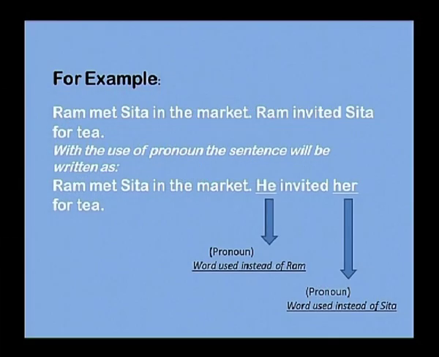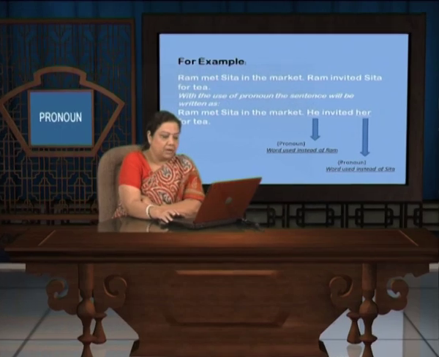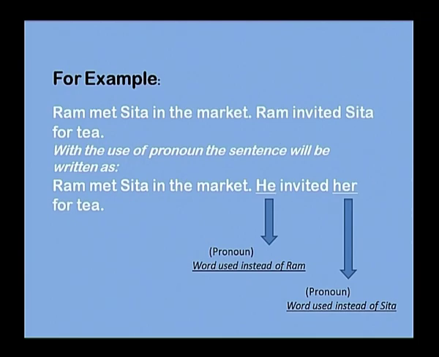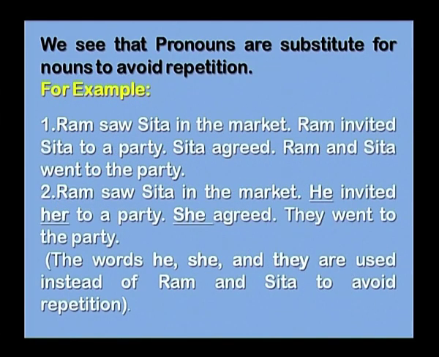Ram met Sita in the market. Ram invited Sita for tea. If we use pronouns in this sentence, it would be written as: Ram met Sita in the market. He invited her for tea. We are using he instead of Ram and her instead of Sita. Why? Because to avoid the repetition. We see that pronouns are substitutes for nouns.